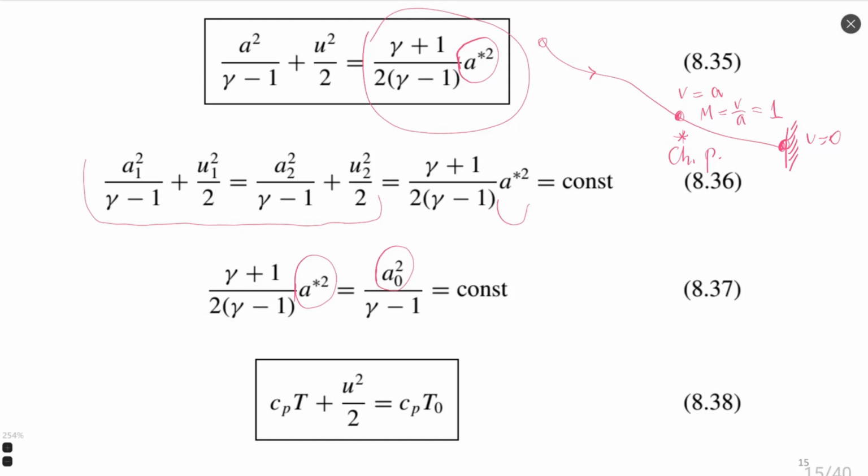And on this wall, I put my temperature sensor and I measure my stagnation temperature on this wall. What does it mean for us? When I know stagnation temperature, according to speed of sound function, I calculate speed of sound, A0, and since I know relation 37 and I know A0, I can calculate my characteristic speed of sound.